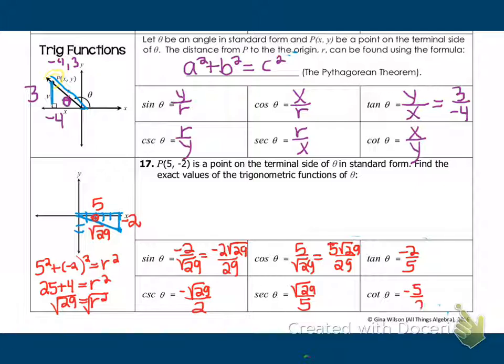And again, the 2 really is the one that has the negative on it, but it doesn't matter where you put a negative. Typically you either put it out in front of the fraction or you put it with the numerator. So those would be the 6 trig ratios for a point on a terminal side in the coordinate plane.